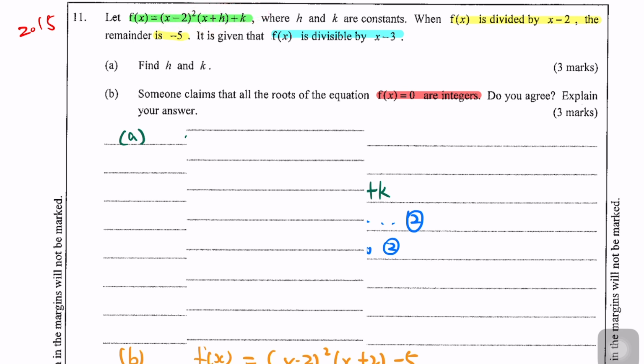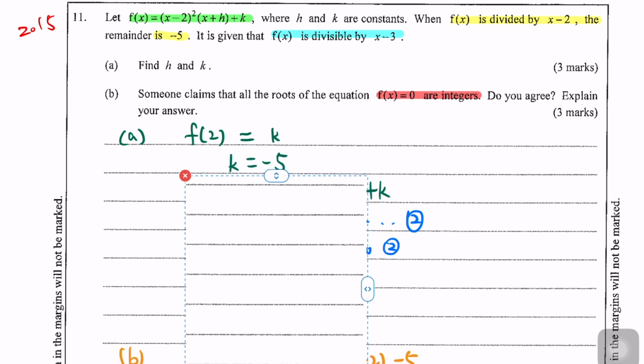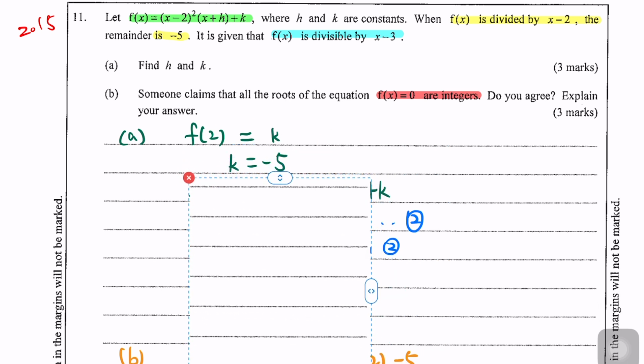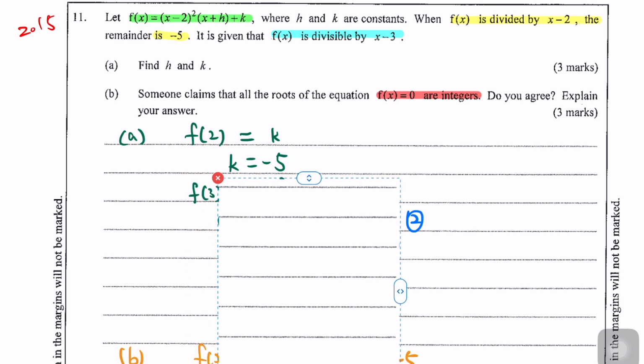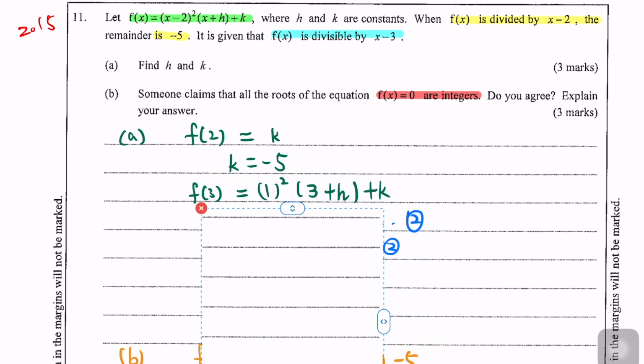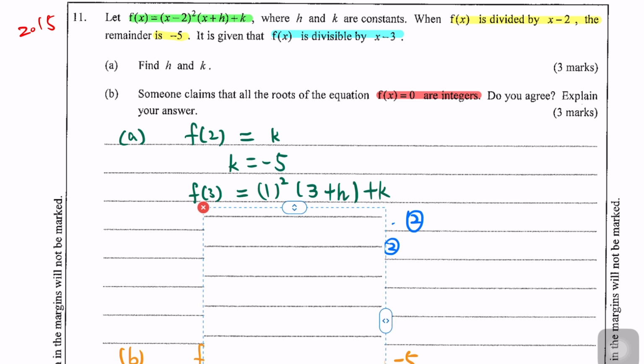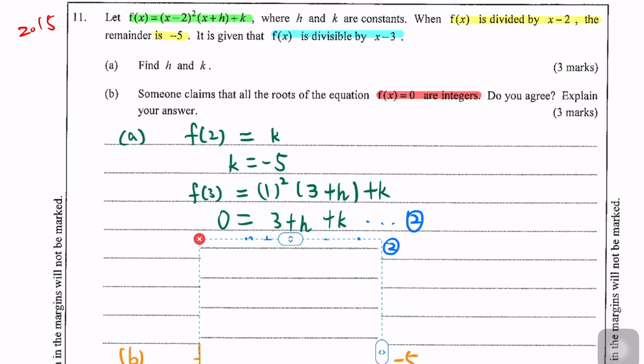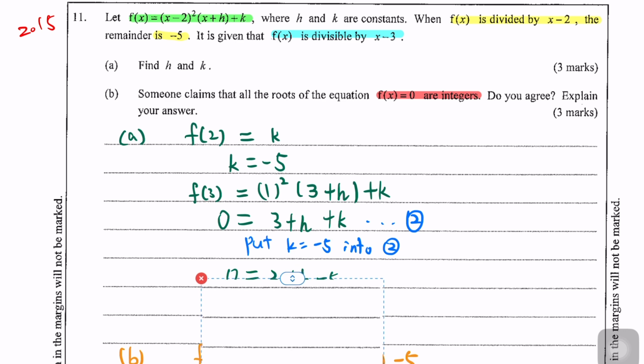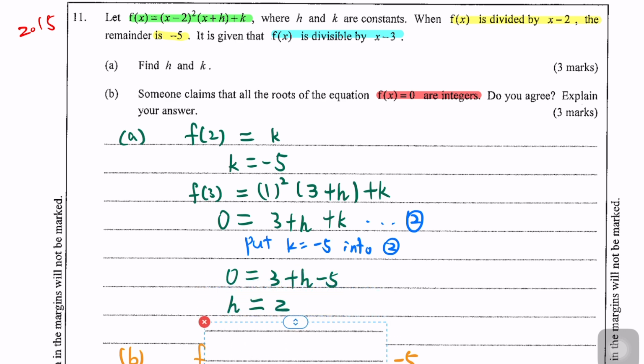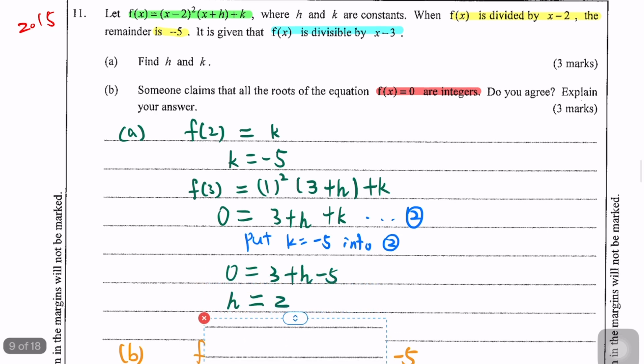So basically, what we need to do is first use all the information we have. When you put in 2, this 2 minus 2 equals 0, so this whole thing here disappears, so f(2) equals k directly. I skip a step here, you can do it with full steps. And then next one is f(3) equals 0, so put x equals 3. The function now equals 0. So we have equation 1 and equation 2, we solve it, and then we finish calculating h and k. That's very easy.